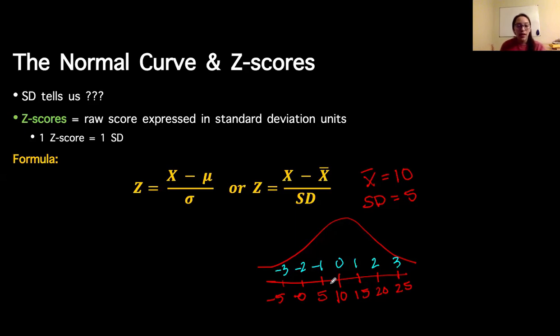You do need to know how to calculate this one. This is the population notation, just because we have mu and baby sigma. This one is our sample notation, because we have x bar, which is our sample mean, and SD, which is our sample standard deviation. So we'll go through some examples of those.